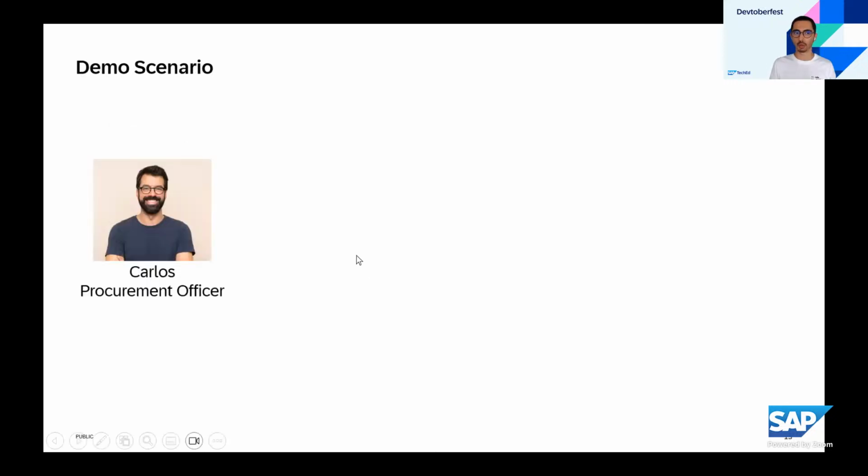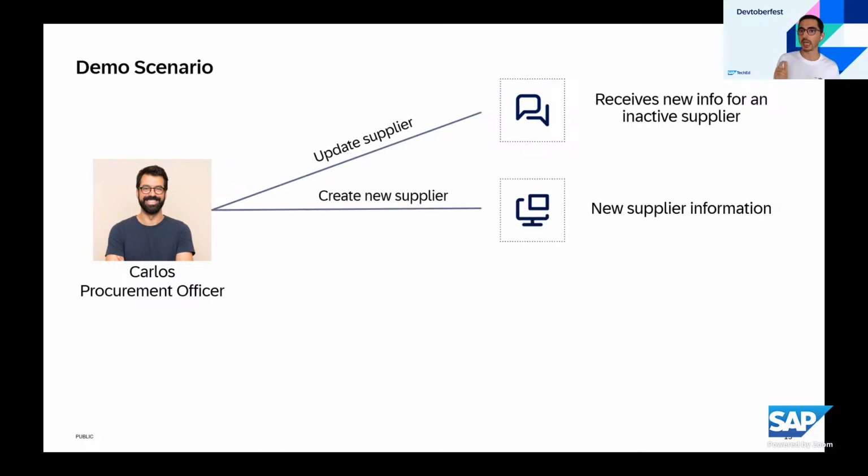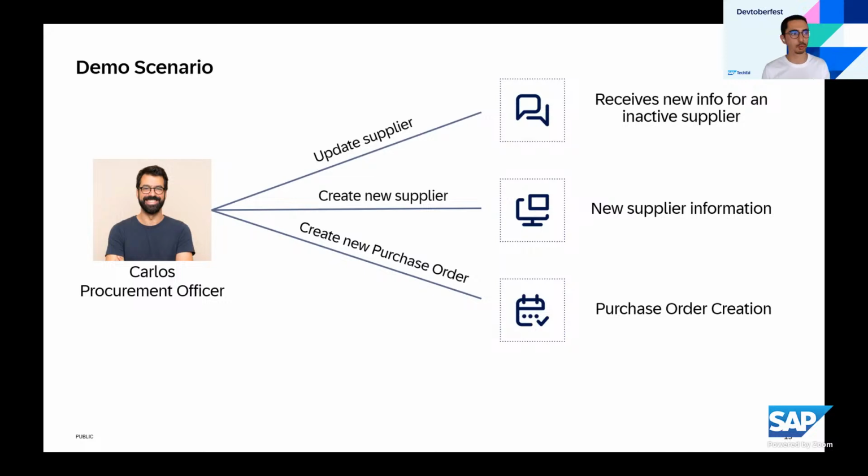But what about the demo scenario? For the demo scenario, we have Carlos. He is a procurement officer and he receives new information for an inactive supplier. He needs to go and change the status of the supplier from inactive to active. In the next part, he will also need to create a new supplier, right? Based on the new supplier information, he will create this new supplier and it will be available under the supplier list. And in the last part of the demo today, he will create a purchase order using the purchase order creation function of this application.